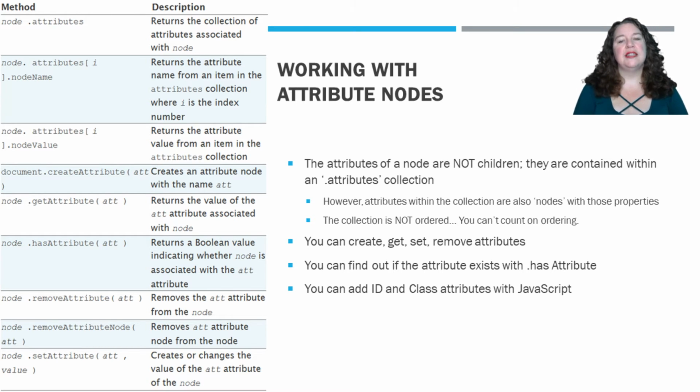The other thing to remember is that the attributes are not ordered. You cannot be counting on attribute 3 always being my ID field. It's not. Attributes are never ordered. You want to use your get attribute with the attribute name to get the ones that you want. Don't try to just put numbers in there. You can find out if an attribute exists with has attribute, and you can add both the ID and the class attributes to your node with your JavaScript. So if you have a new item, you can apply a class to it. You can give it an ID, and we're going to see how that works with this project.